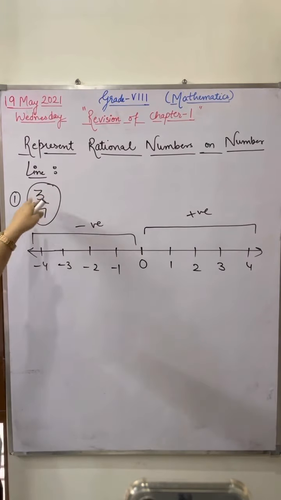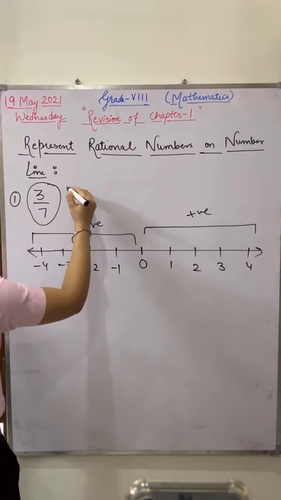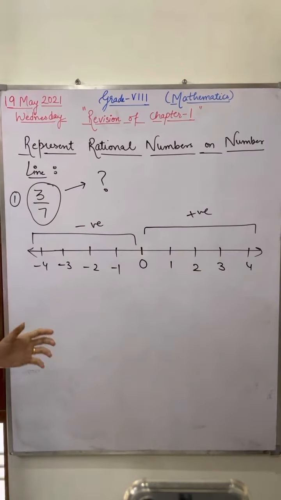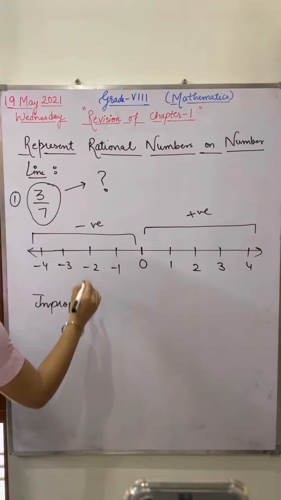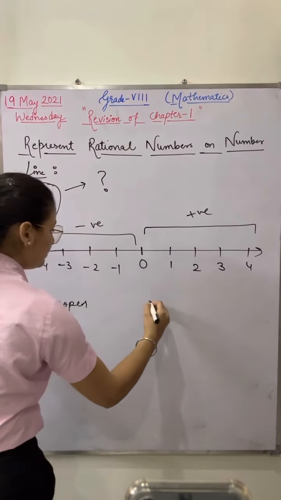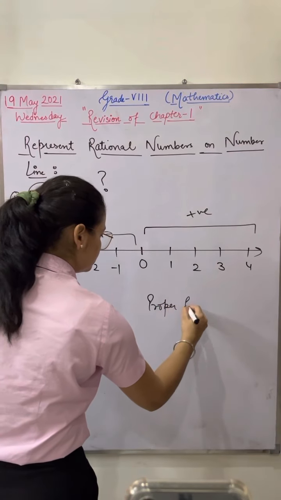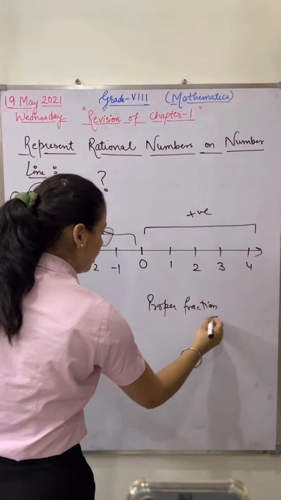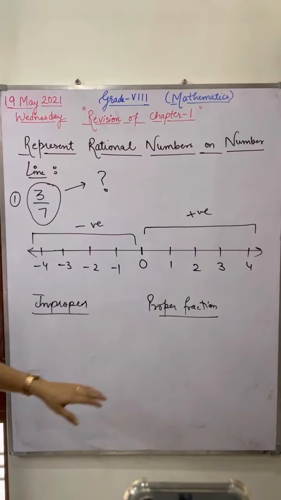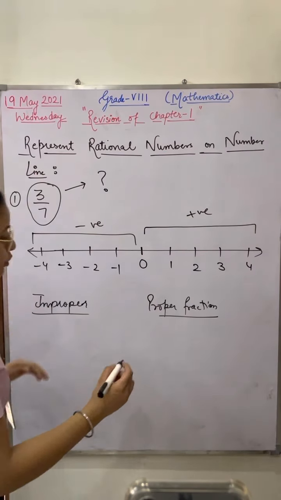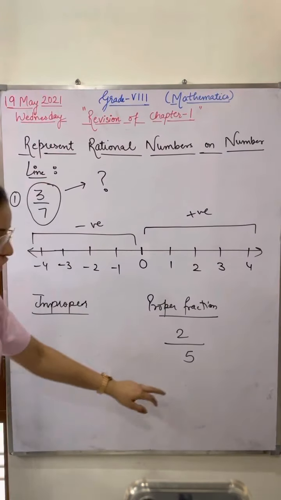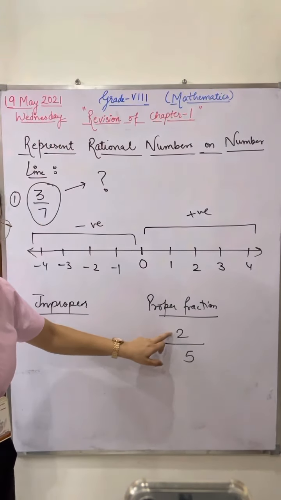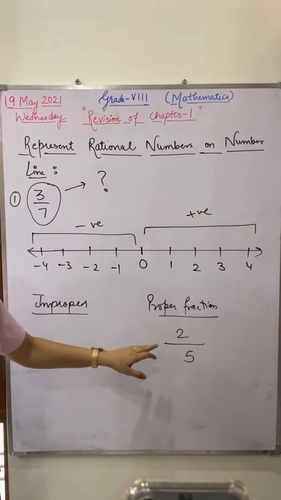First of all, see what this fraction is. It is given to you as a proper or improper fraction. What are proper fractions? When the numerator is smaller than the denominator. Suppose the denominator is 5 and the numerator is 2. That is a proper fraction.